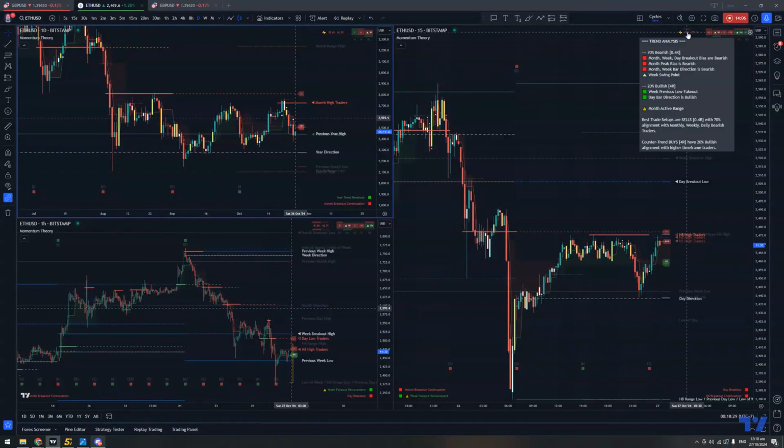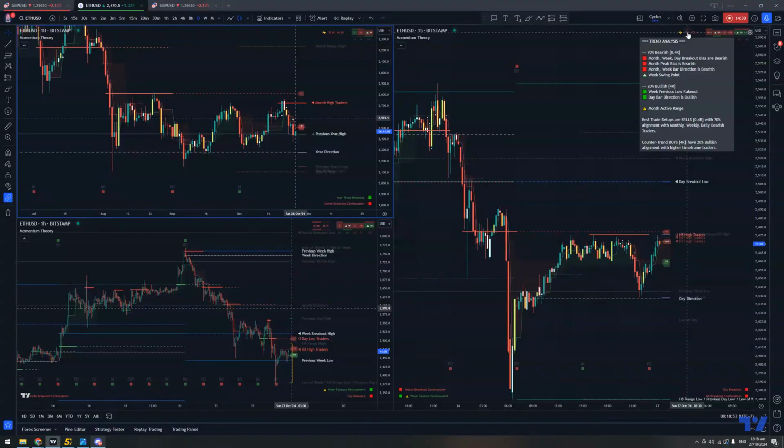It's all calculated. So 70% of the breakout bias and peak bias are bearish, 20% are bullish. It looks at things like the bar direction as well. The weekly bar, the open, the monthly, weekly, and daily bar opens, just to see whether they're bullish or bearish at the current moment.